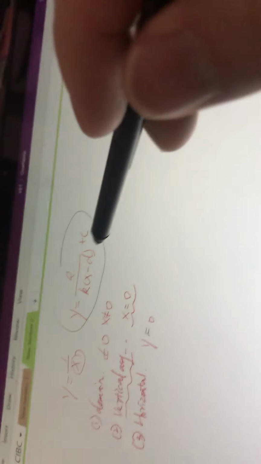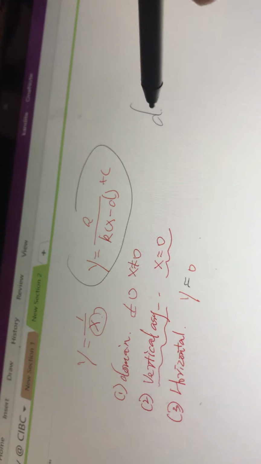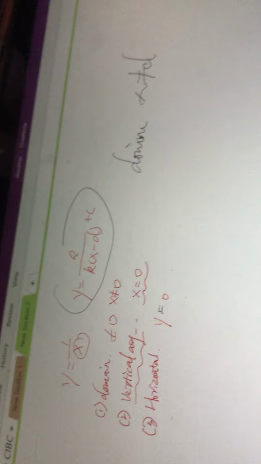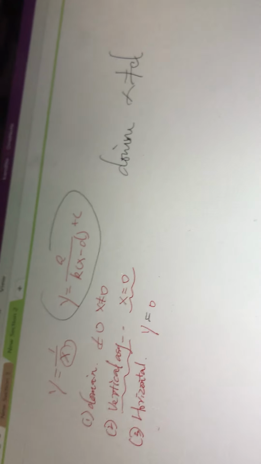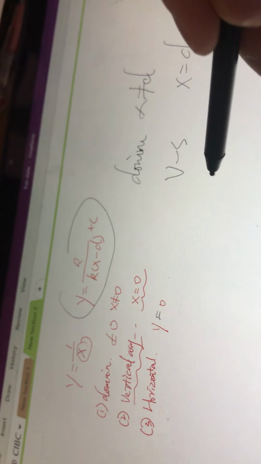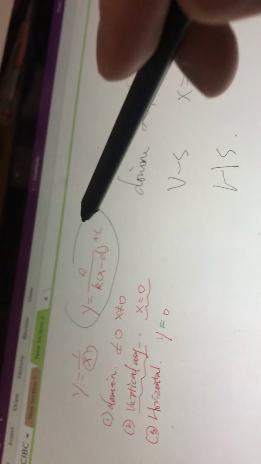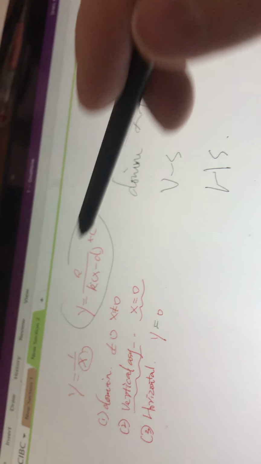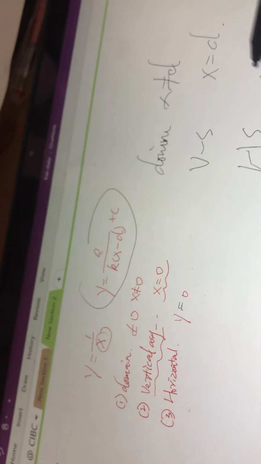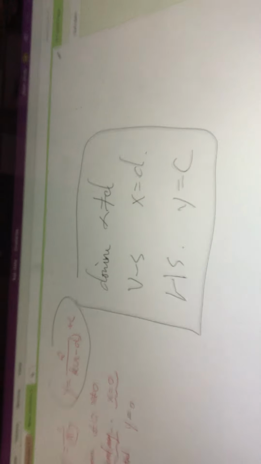Now let's look at this part. We are more concerned about the transformed one. So for the transformed one, how to do that? The domain cannot be d, right? Because if x is d, the denominator will be 0. So the vertical asymptote is x equals d. Here, the horizontal asymptote is, since this part cannot be 0, the y cannot be c. So here it is y equals c. So remember this. Okay? Remember this.